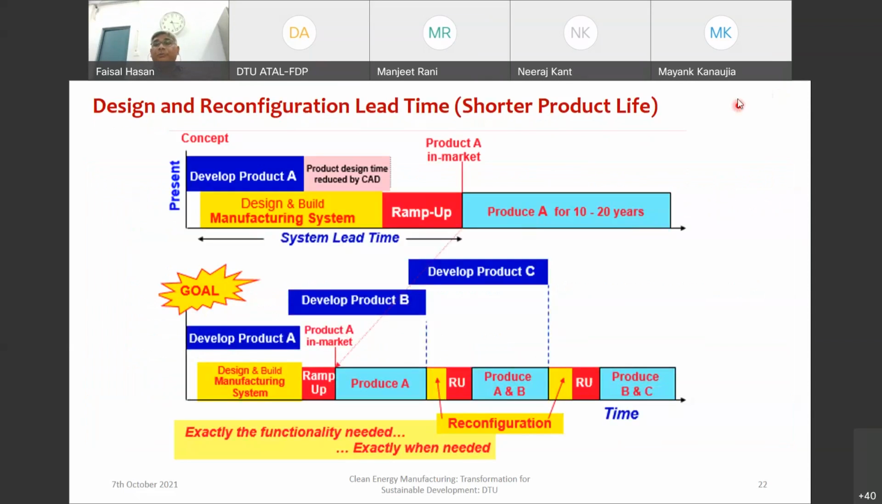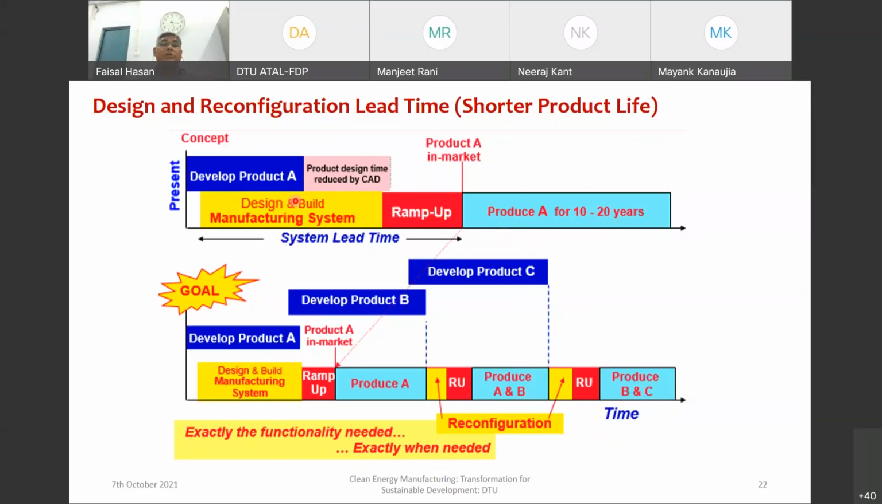Now, when we talk of reconfiguration, this is how one can explain it. We develop a system for product A. So product A is being developed. Then we build a system where we can produce this product A, and then we try to run this system, what we call a ramp up. Once the ramp up is ready, what we were doing in the past is producing the same product A over a long period of time. This is what is followed conventionally. There is no change in the design, and the demand is almost the same.